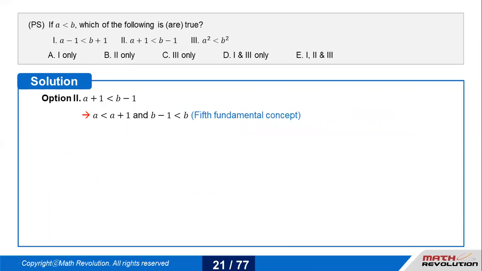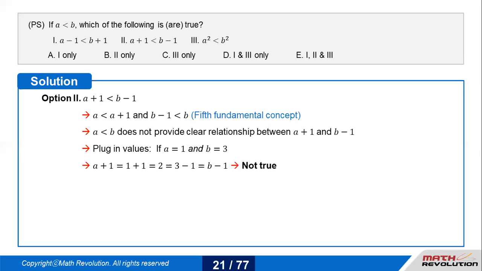If we go with the second option, which says A plus 1 is less than B minus 1. Now see, A plus 1 is already greater than A, and B minus 1 is less than B. And our condition says that A is less than B. So now this A plus 1 and B minus 1, they don't hold any relation. They may be equal, they may not be equal. So there is no clear relationship. So option number 2 doesn't hold.